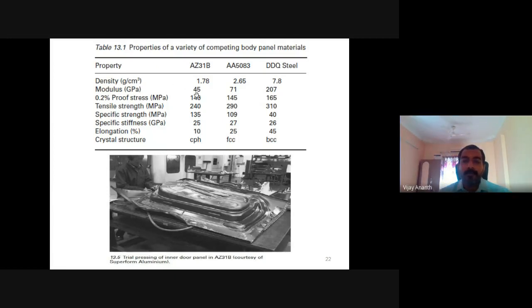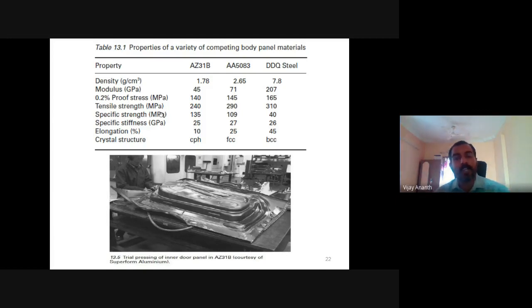Now we are comparing the density of steel. It is nearly 7.8, aluminum 2.65, and magnesium density is 1.78. So very less density, so automatically it is much useful for any automobile components. It will reduce the weight automatically and give higher efficiency of the vehicles. So magnesium superplastic forming is very much going on nowadays.